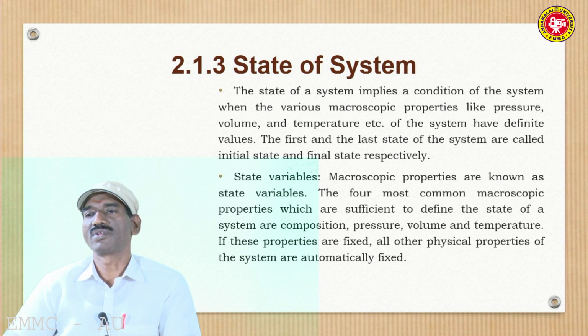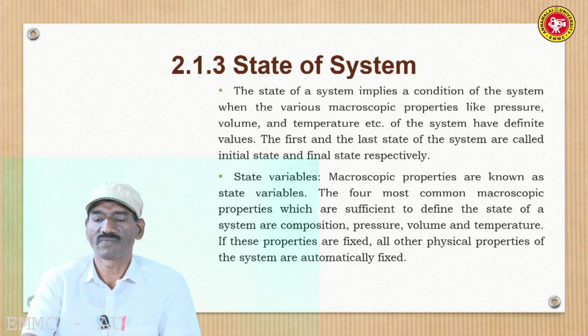The state variables. Macroscopic properties are known as state variables. The four most common macroscopic properties which are sufficient to define the state of the system are composition, pressure, volume and temperature. If these properties are fixed, all other physical properties of the system are automatically fixed.